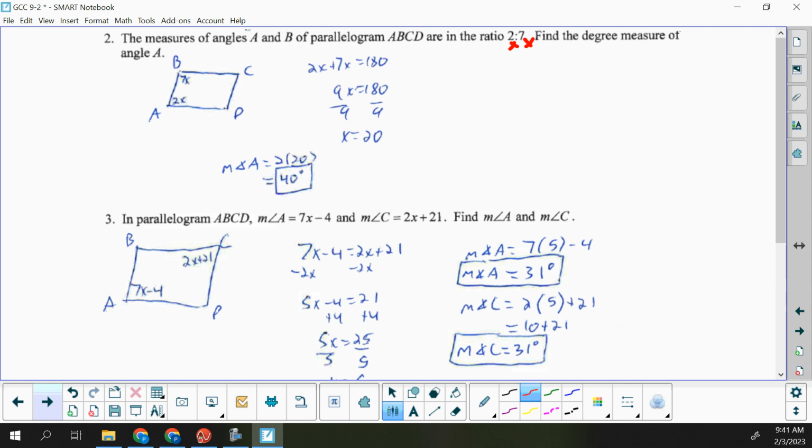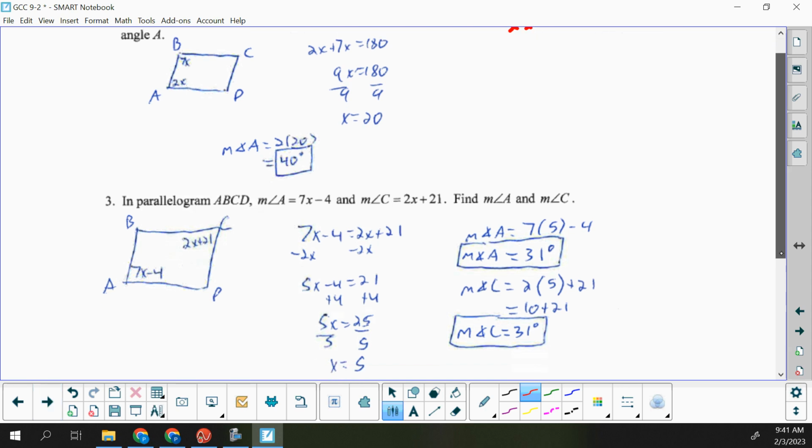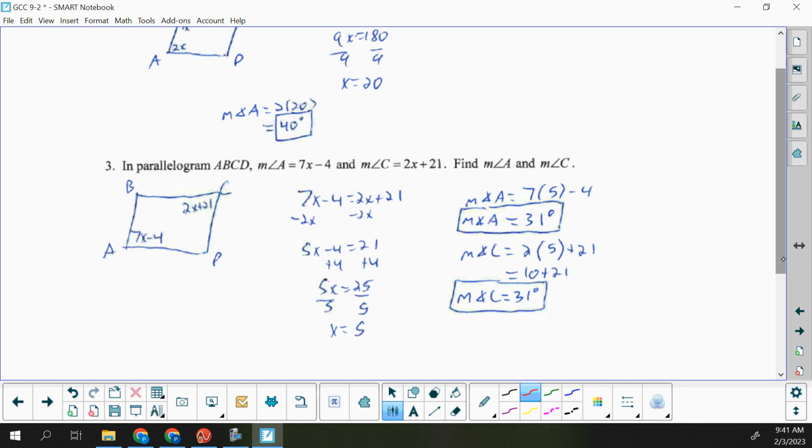And 3, had to draw your picture again. Again, start A anywhere you want. Go around in a circle as you label the other letters. We ended up with opposite angles, which are equal. Set them equal and solve. You eventually got x is 5. They wanted both A and C, so we had to sub the 5 back in, and we got 31 degrees for both of those.